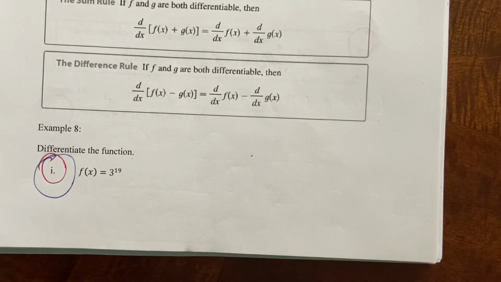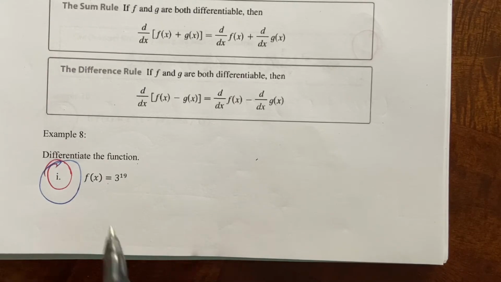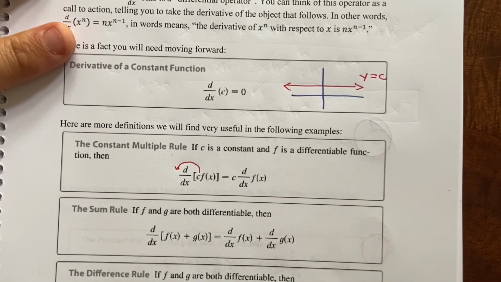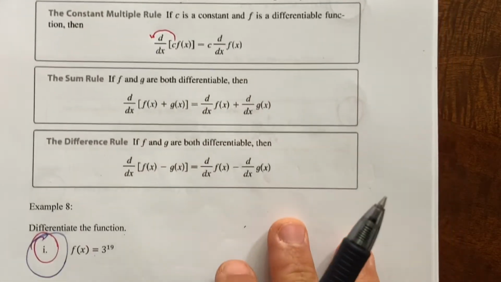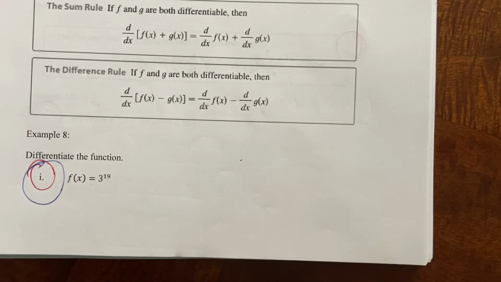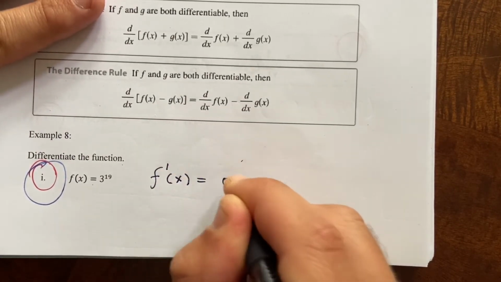So example 8. All right, I'm going to do all these ones, I think, in blue. So this function, it says differentiate the function. I'm supposed to find the derivative of this, and it's 3 to the 19th. What type of function is that? That's this type, right? It's a constant function. Even though it's a very, very large constant, it's still a constant. So f prime of x would be 0.